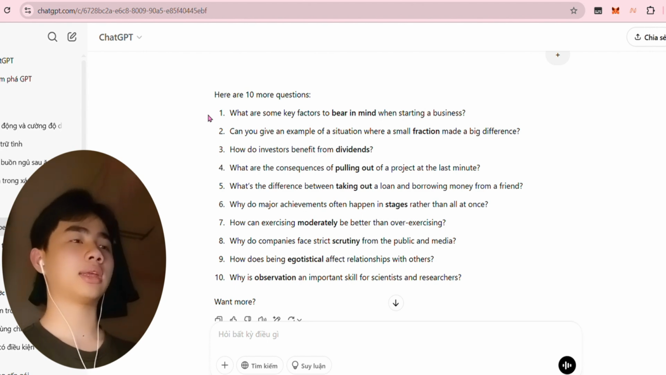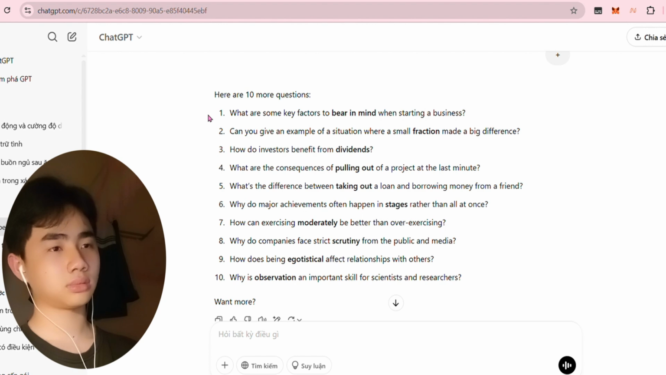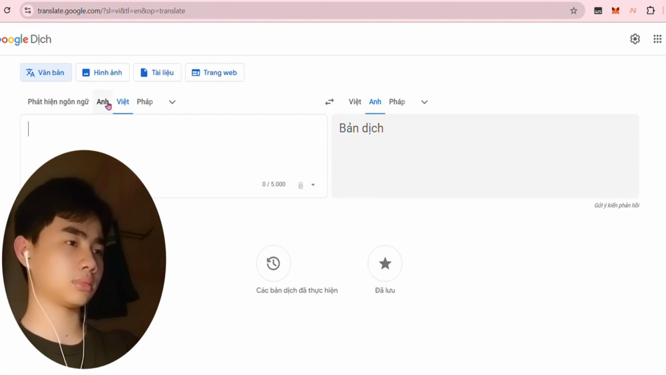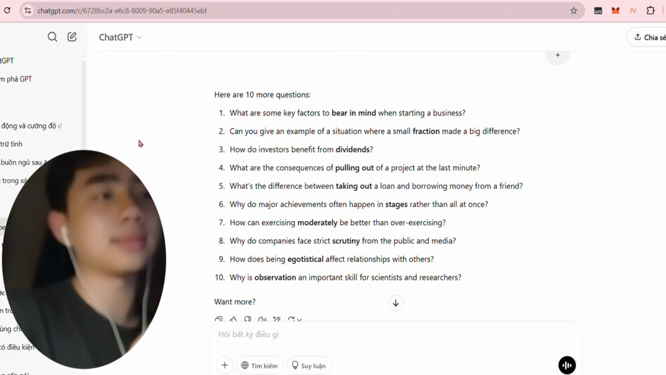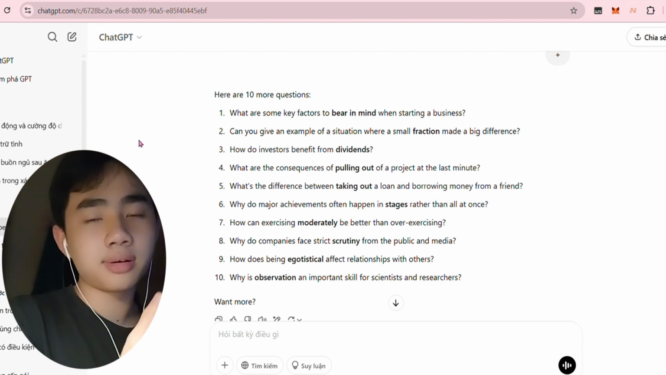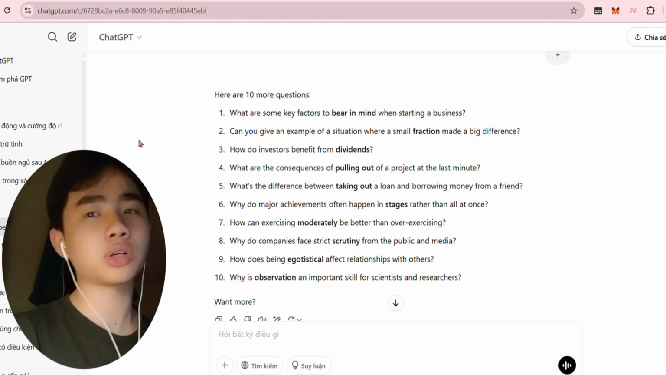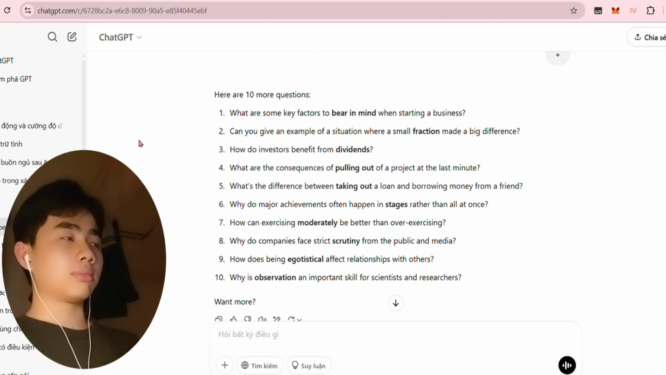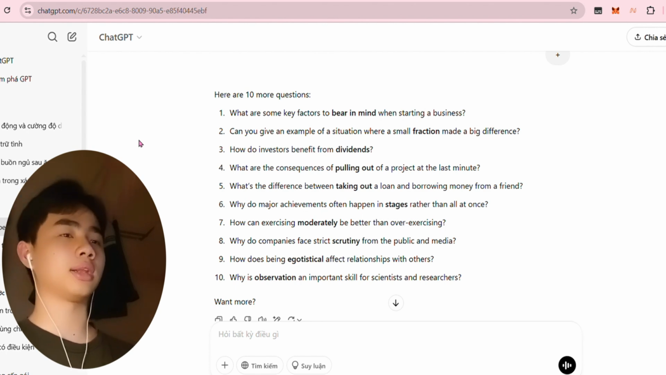So number two is, can I give an example of a situation where a small fraction makes a difference? Okay, I understand what it means, but I'm not sure, because the word fraction has a lot of meanings in real life. Number one is talk about the math. Number two is talk about real life, about the amount. Okay. So an example of a situation where a small fraction makes a big difference.